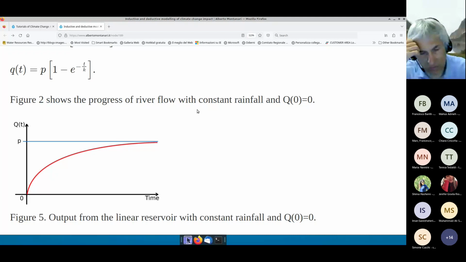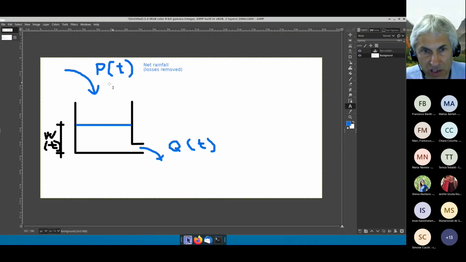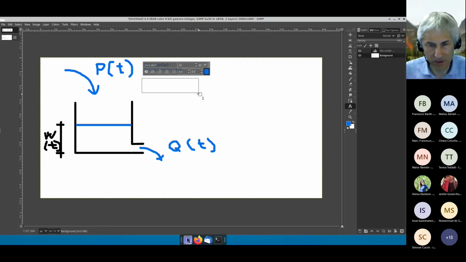There is one thing that I forgot to say at the beginning. Let me go back to this graph. This is actually PT. It's not only PT, I write it here. This is PT times K.